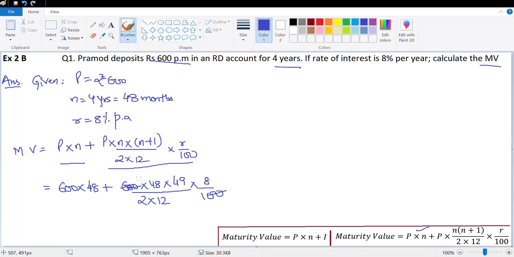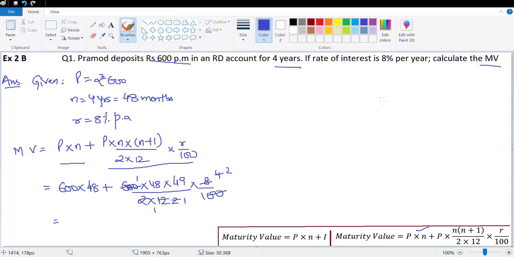This is 6, 1, 6, 2. This is 2, 1, 2, 4. This is 2, 1 and 2, 2. So this is 600 into 48 plus 48 into 49 into 2. So we'll have to calculate that.